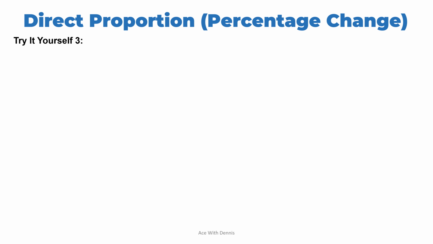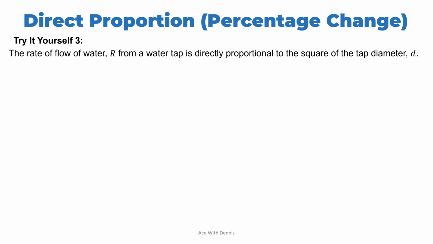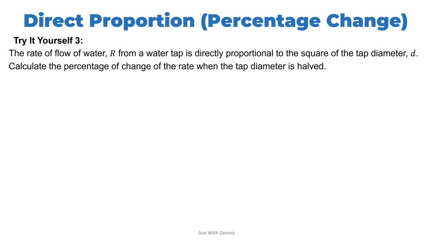Now you can try this example yourself. The rate of flow of water R from a water tap is directly proportional to the square of the tap diameter D. Calculate the percentage of change of the rate when the tap diameter is half.